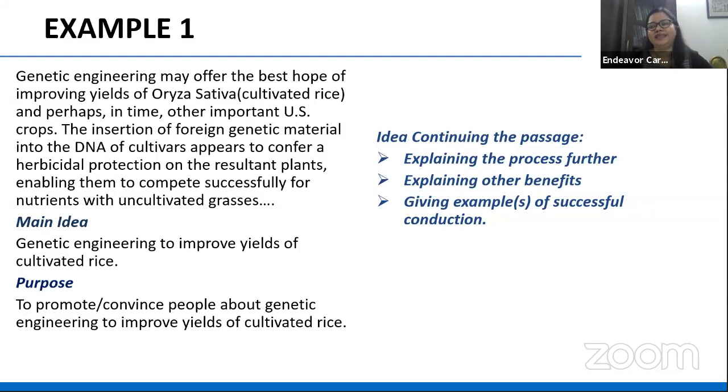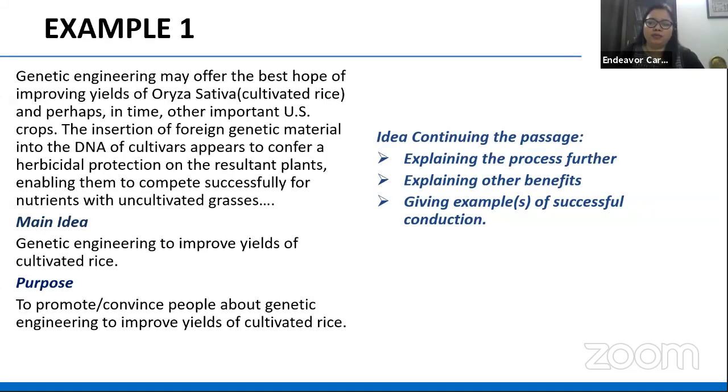So how will he take this ahead? How will he convince the reader? How will he most convince the reader? And that's what we should look at, not just how we will take this idea ahead. If his purpose is to promote this idea, to get people to believe in genetic engineering because he thinks it's the best hope, the best method, then he's going to convince people as best as he can. And what will most convince people is giving examples of successful conduction.